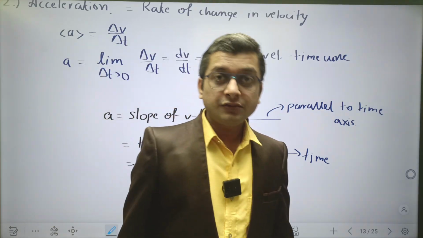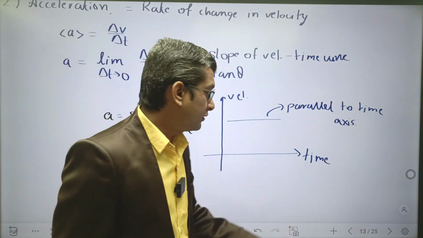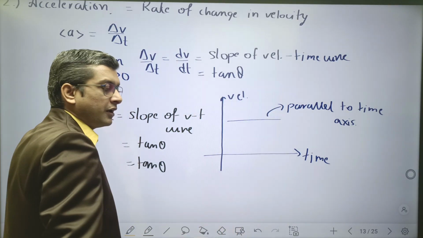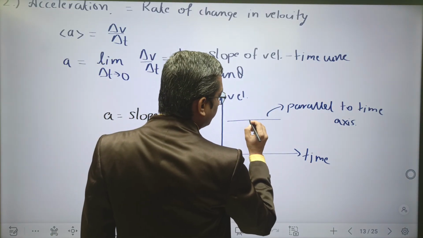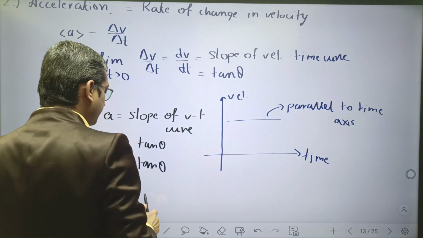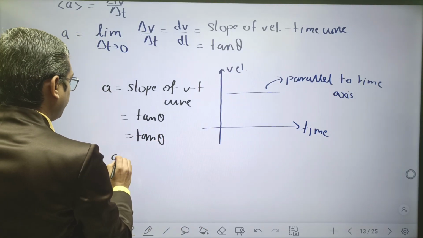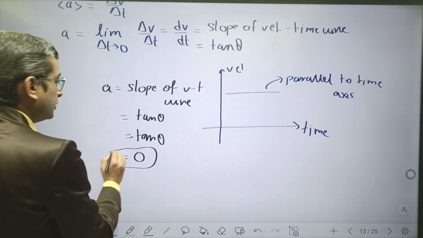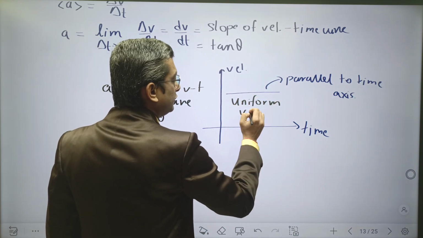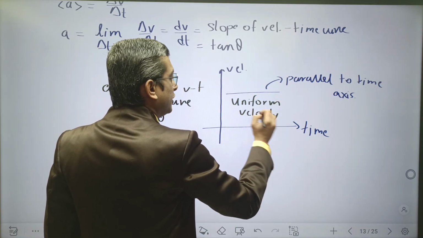We have seen just 30 minutes before in this lecture that this line has angle theta 0. Because how can you find angle theta? We construct a line parallel to the x-axis and take its inclination. So here theta will be 0. So acceleration is equal to tan 0, which is equal to 0. So it is the case where acceleration is 0. It means that the change in velocity is 0. So this graph is representing uniform velocity.